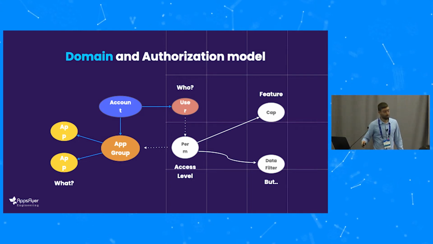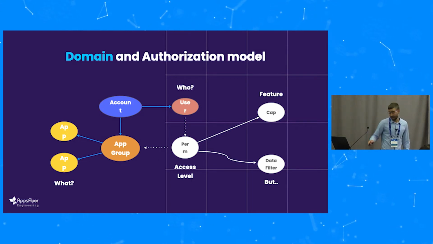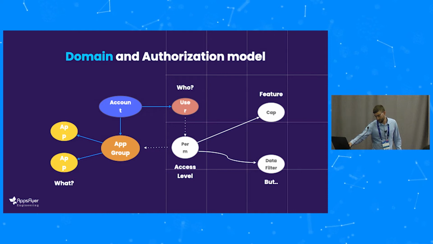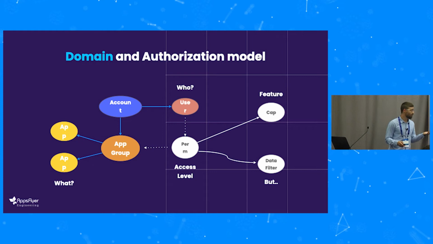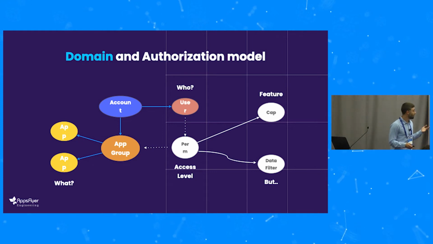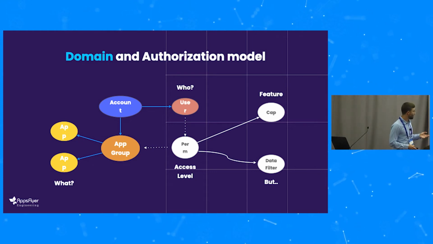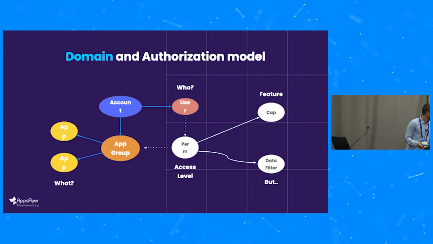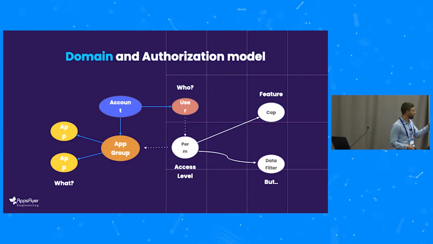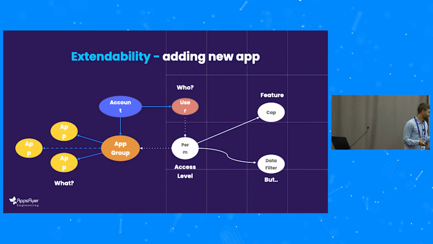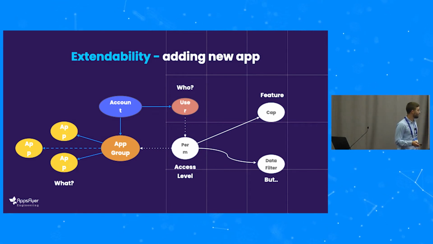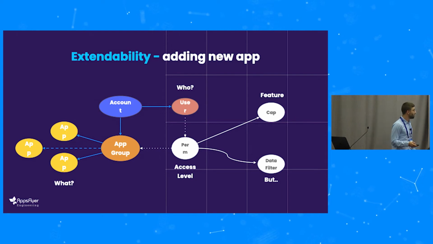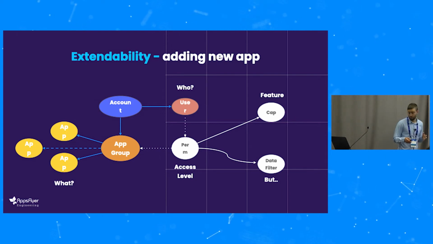Now I want to show you some of the advantages of such modeling and what capabilities it includes. So let's demonstrate some use cases. Let's say you want to add a new app to the account. We just add it here under the app group, and automatically all the users that already have permission on this group get the permission on the app. So we get extendability to new entities without actually changing the authorization data, and we manage them together.